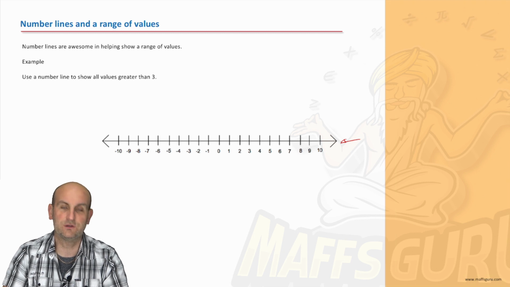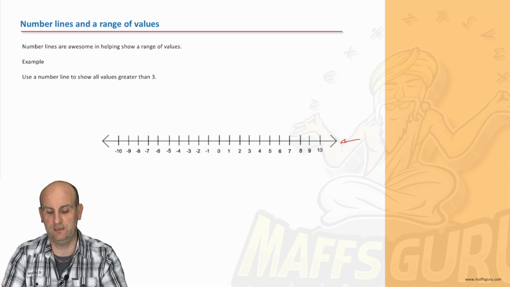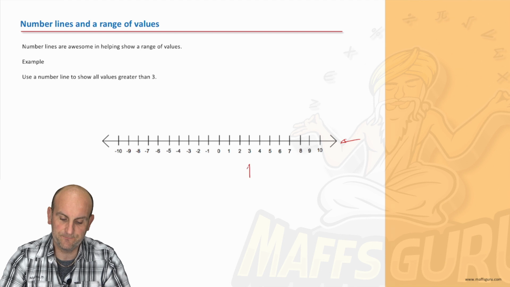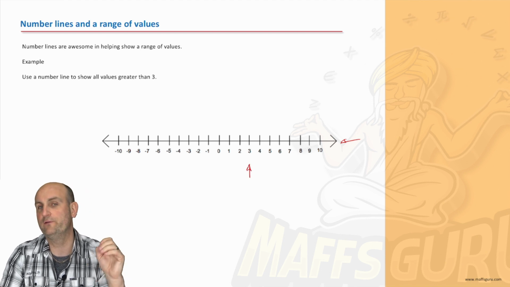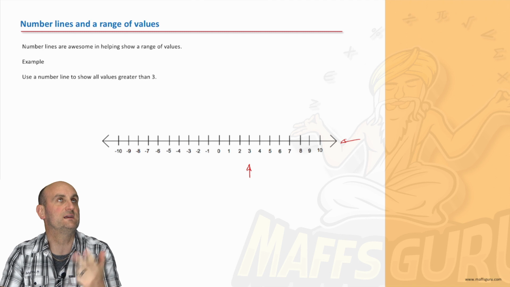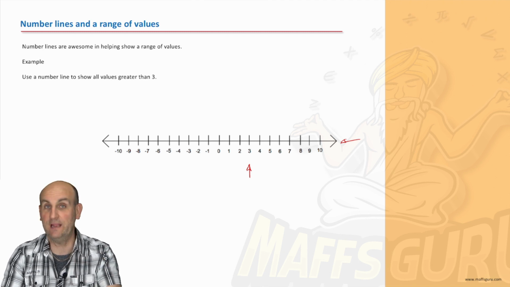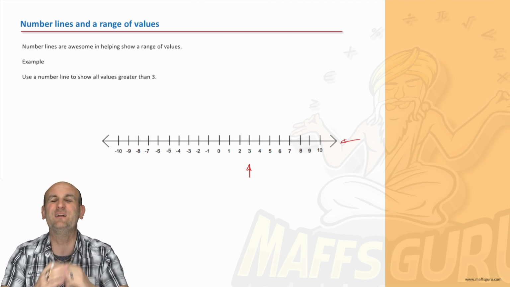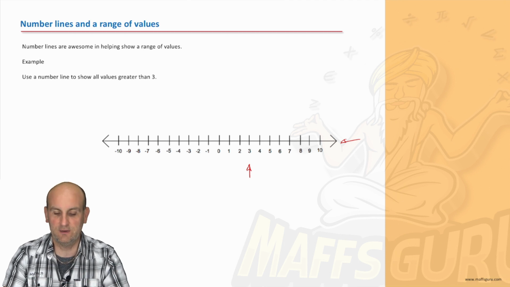All right, so if I'm going to use my number line here, it says use a number line to show all values greater than 3. Okay, so we know that 3 is here, and I want all the values that are greater than 3. That includes 4 and 5 and 6 and 7 and 8, and I could go on. But actually it includes all the decimal numbers as well. In fact, it means all of the numbers greater than 3.